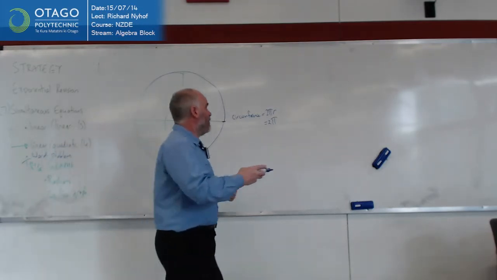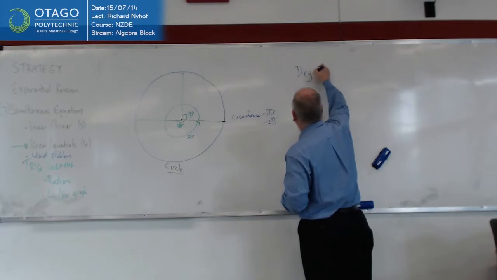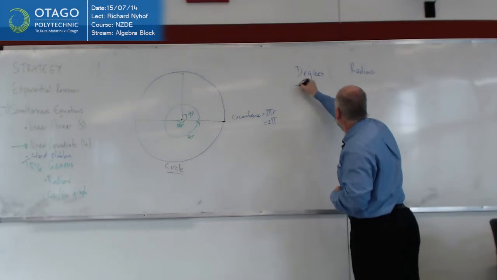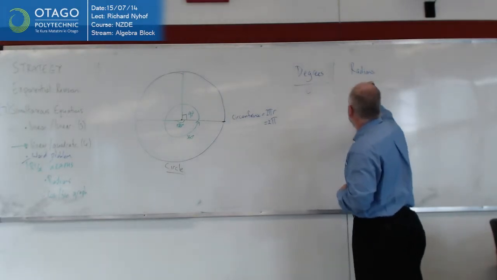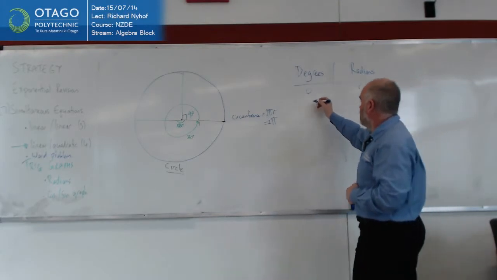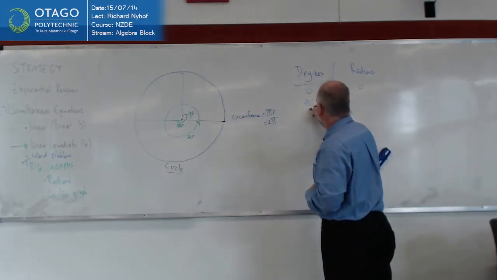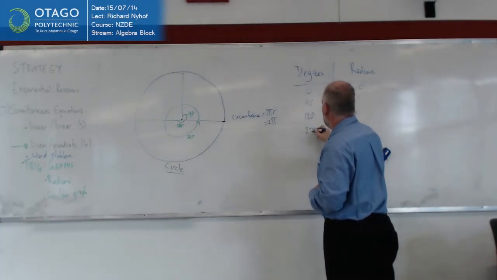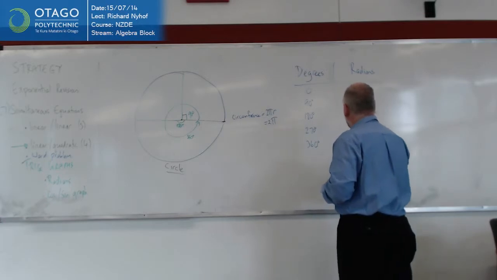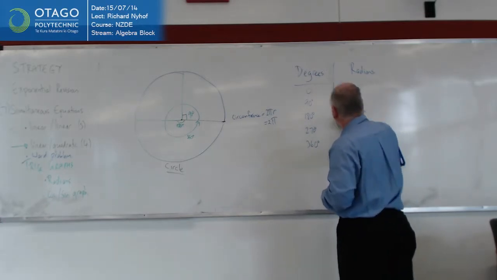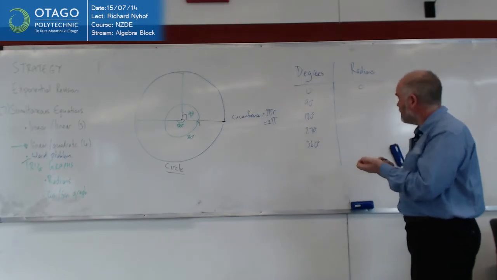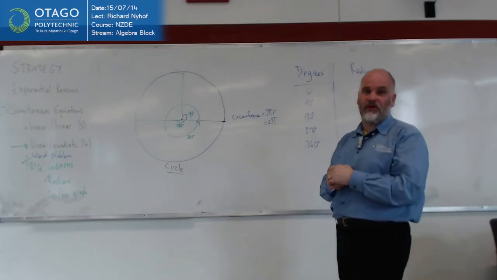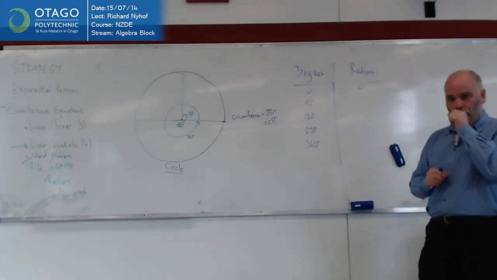Okay, so if we just have some basic ones that you should really be familiar with, degrees and radians. So 0 degrees is 0 radians. Looking at your basic ones, 90, 180, 270, 360. You really need to know these ones. You've got to be familiar with them, and any other ones inside are a bonus, but these ones you do need to know.